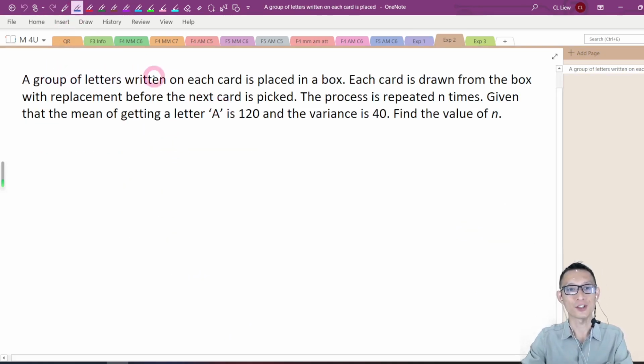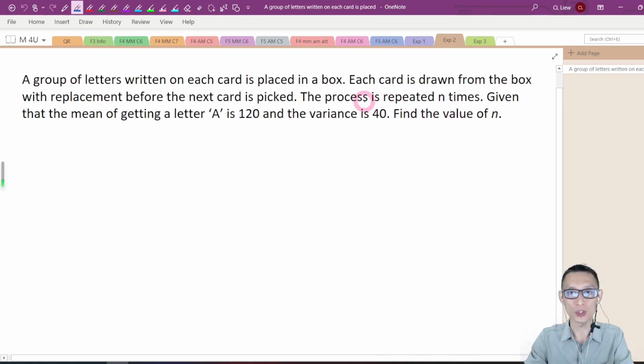Now let's look at the second question. A group of letters written on each card is placed in a box. Each card is drawn from the box with replacement before the next card is picked. The process is repeated n times. Given that the mean of getting a letter A is 120 and the variance is equal to 40, find the value of n.